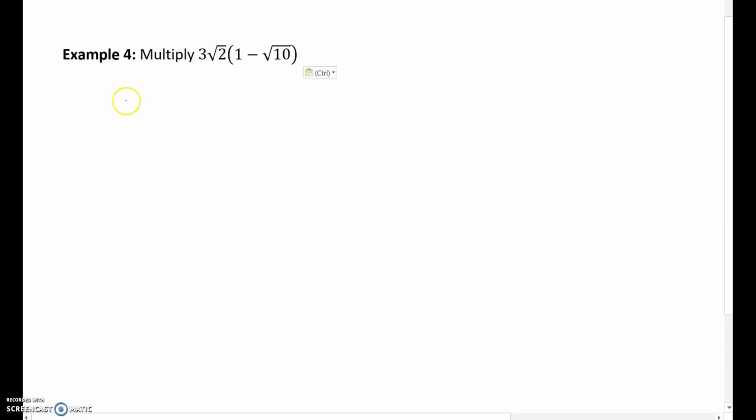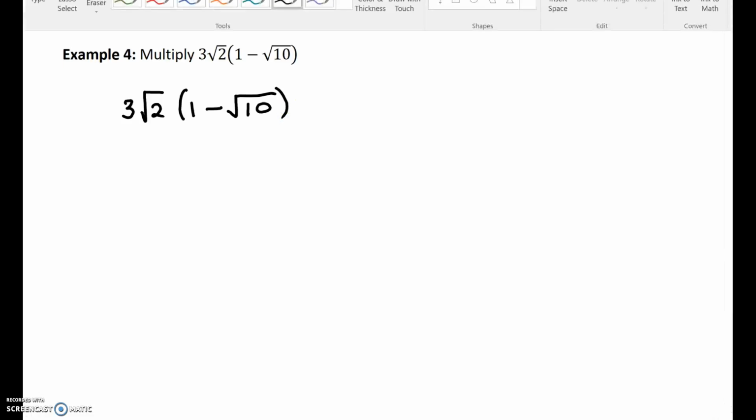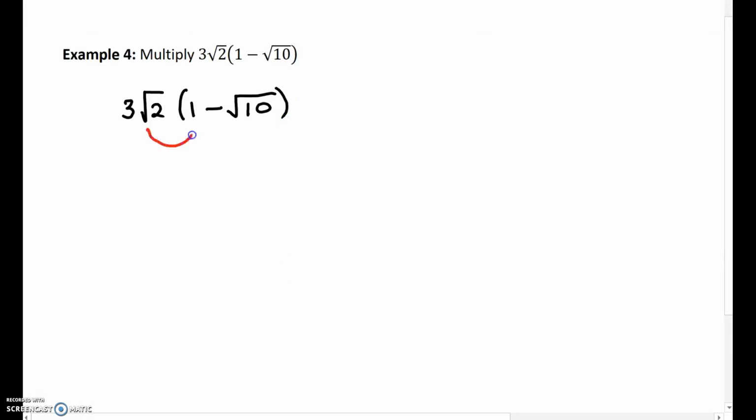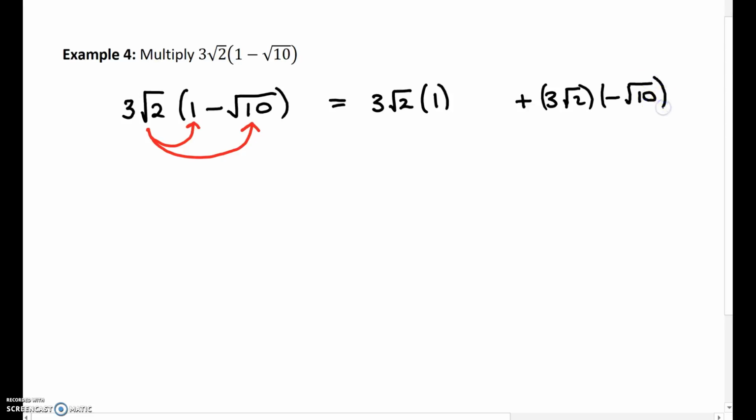This time we're going to use distribution to multiply the expression 3 root 2 times 1 minus the square root of 10. So we're going to distribute the 3 root 2 into this parenthesis, and that's going to give us 3 root 2 times 1, and then 3 root 2 times minus the square root of 10.